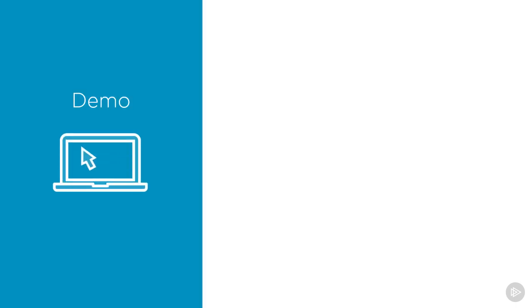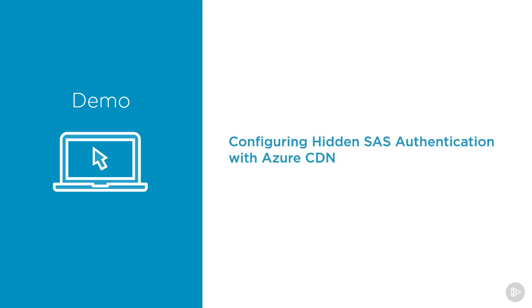Hidden SAS authentication will allow us to hide the knowledge of having to authenticate to Azure Blob Service using a SAS token from our end users. In this demo, we'll switch from using a standard Azure CDN profile to a premium one that allows more sophisticated URL rewriting to enable hidden SAS authentication. After we're done, we'll examine the benefits and drawbacks of this authentication approach.